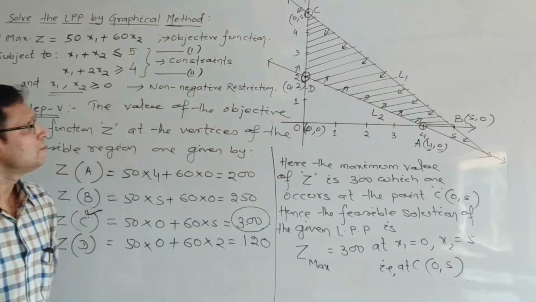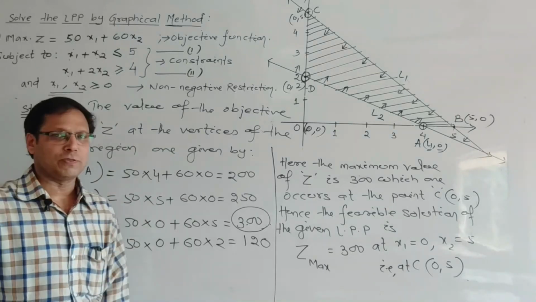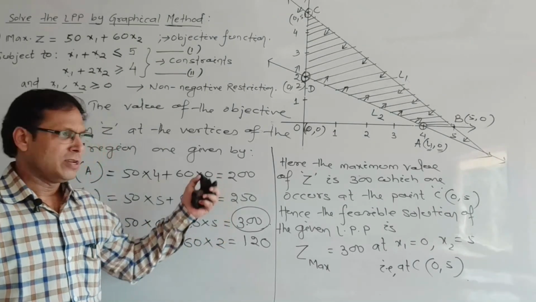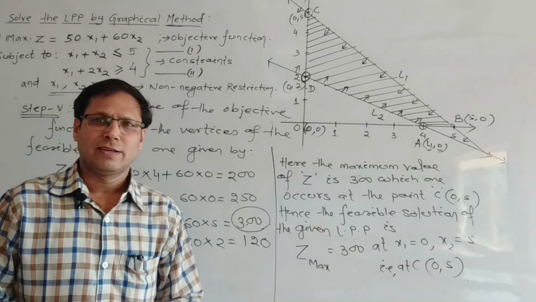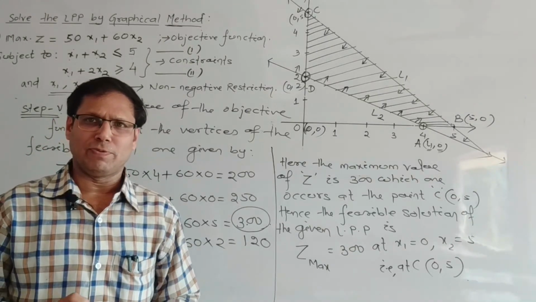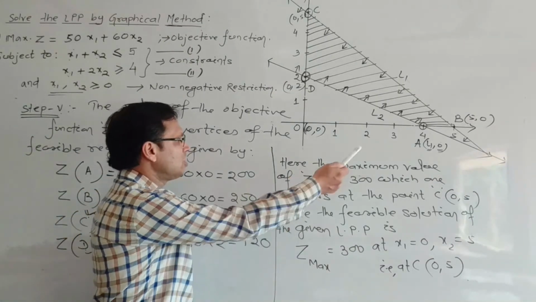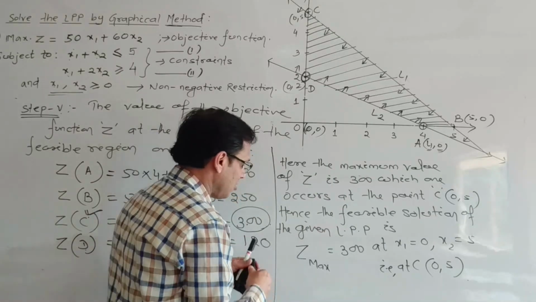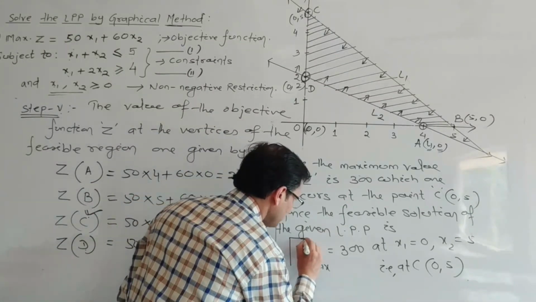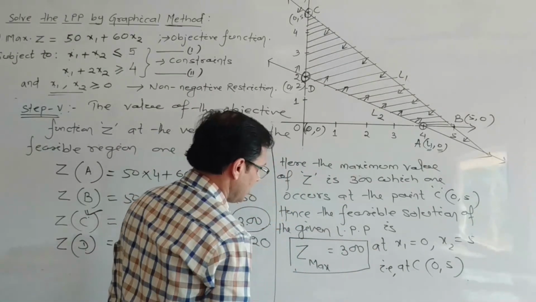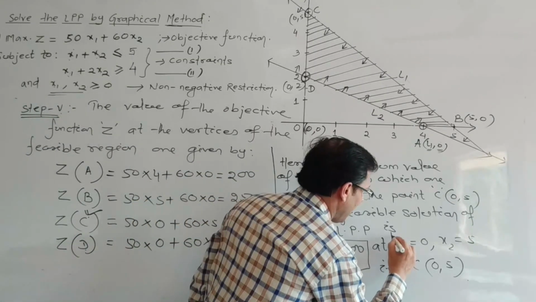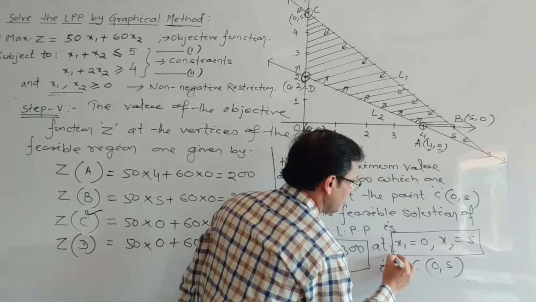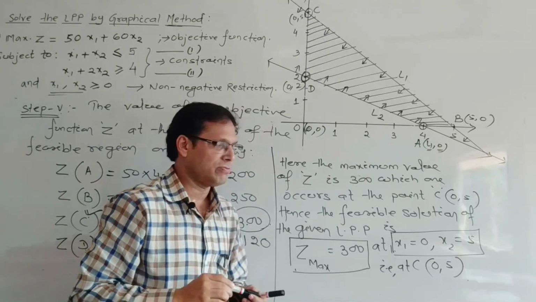So that's all for the solution of the given LPP. In this way you can find the solution of any LPP, and that occurs at which point? These are the main answer: z maximum is equal to 300, and x1 is equal to 0, x2 is equal to 5.